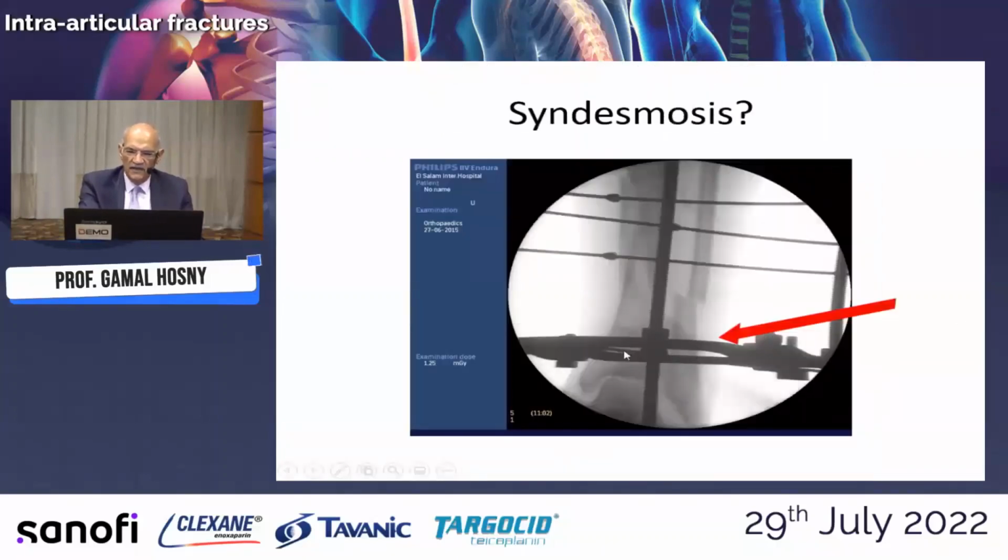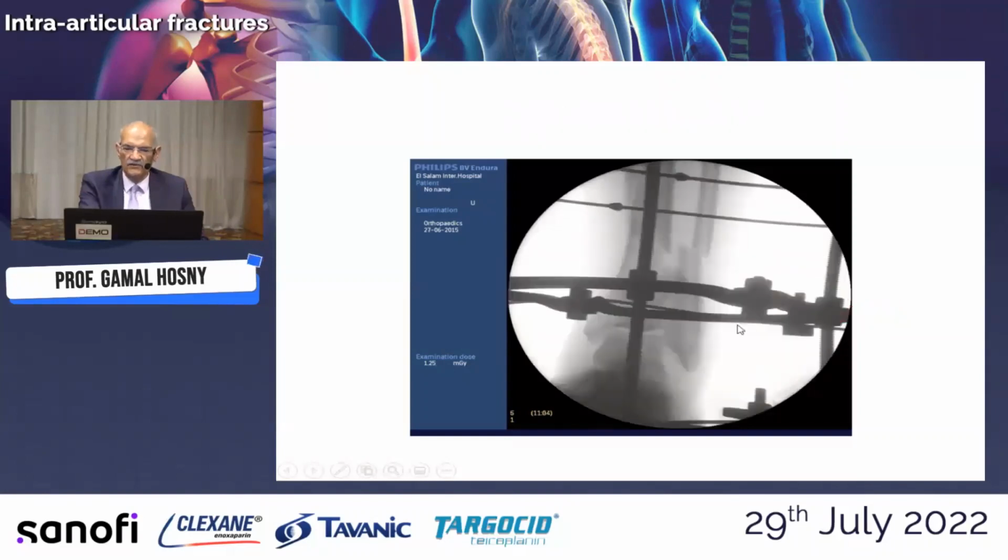Now we close the syndesmosis by 2 opposite olive wires at the syndesmosis. So we close the syndesmosis with an olive wire in the fibula and an olive wire in the tibia, and we tension them opposite each other. You see here, we close the syndesmosis.